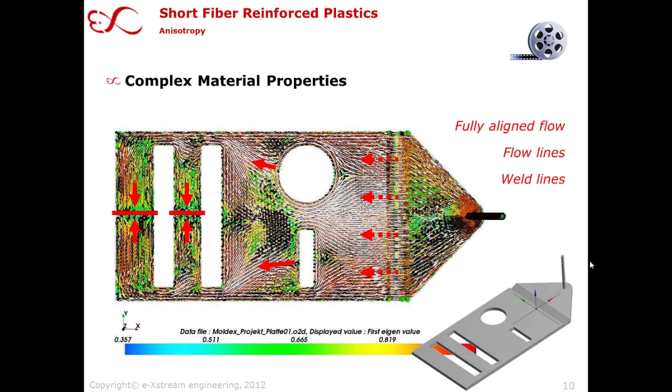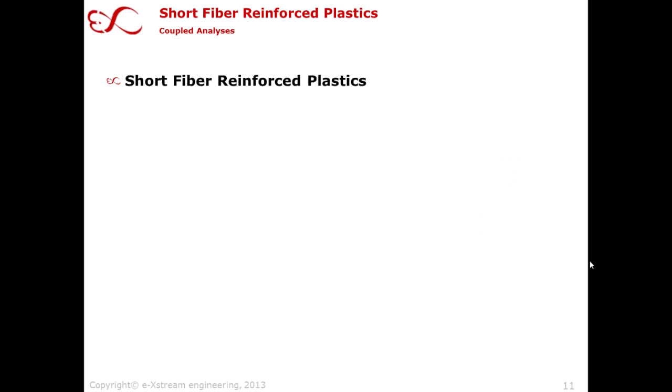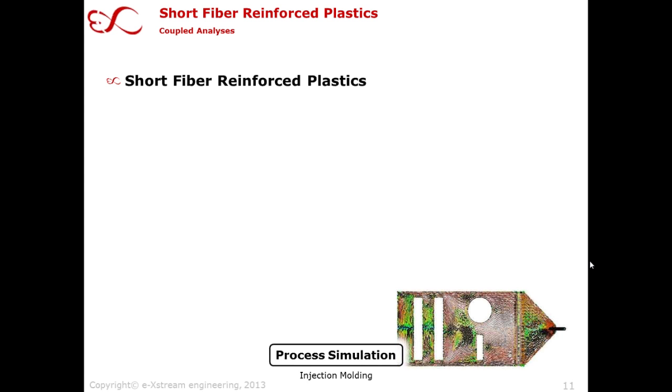And so this is exactly the critical areas, the flow lines and weld lines, that you like to reproduce when going to a coupled analysis. And coupled analysis, how does this work? So the base input, the base information, is really your processing simulation, so it's injection molding. And you get the fiber orientation distributed on your injection molding mesh.